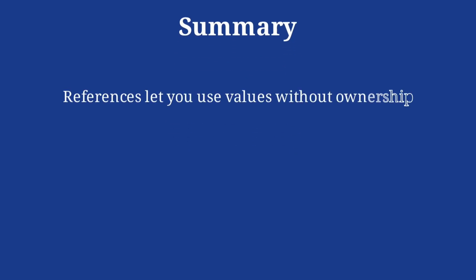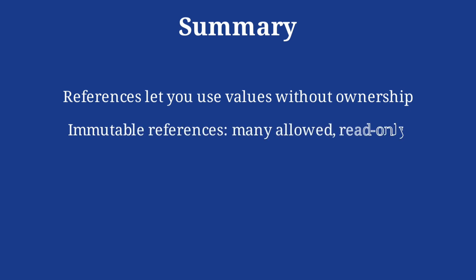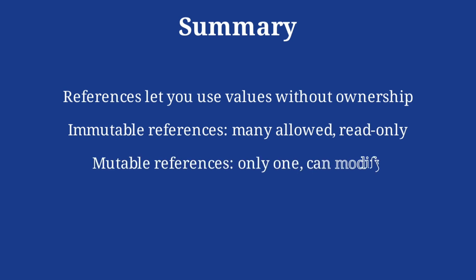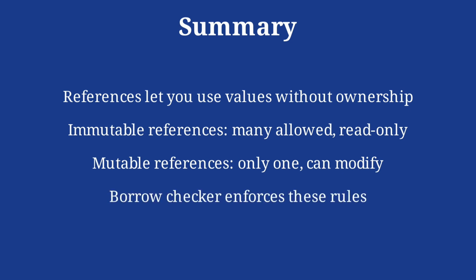Let's bring it together. References let you use values without taking ownership. Immutable references are for reading only, and you can have as many of them as you want, all looking at the same data. But none of them can change that data. They're observers. Then we have mutable references. These references can both read and write. But here's the catch. You can only have one mutable reference at a time. Just one. No others allowed.